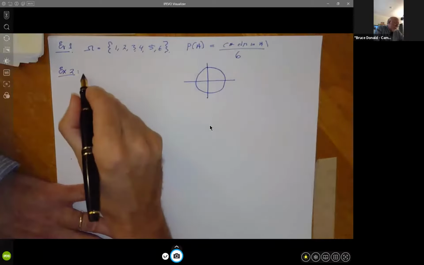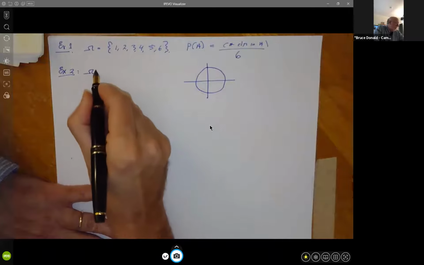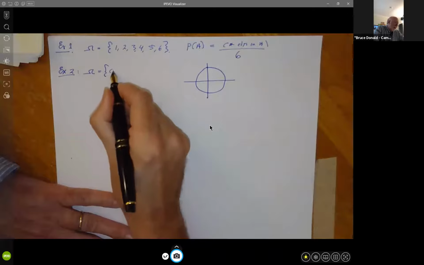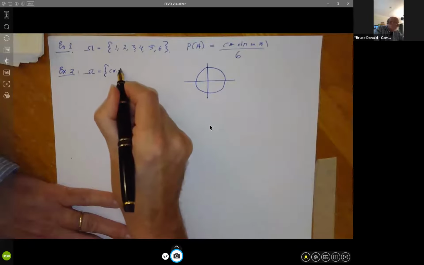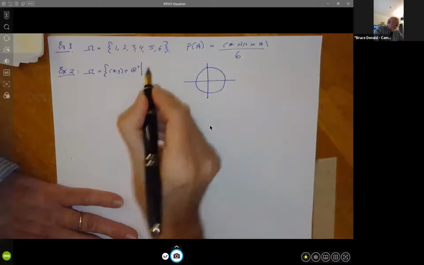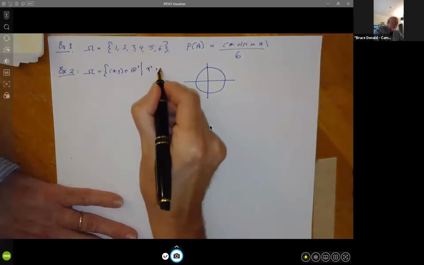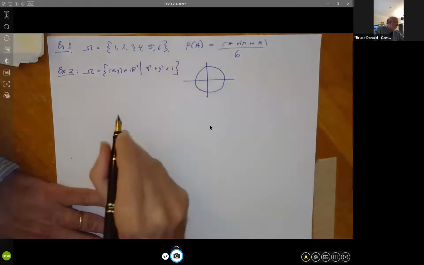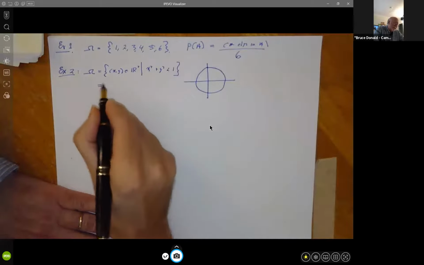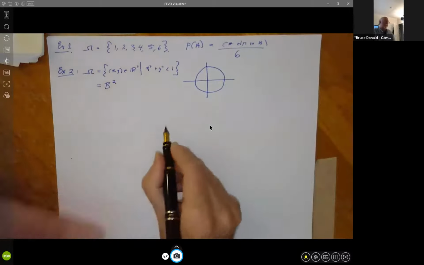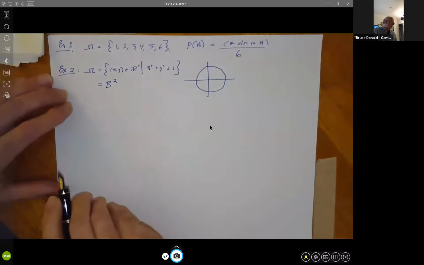So here our space of outcomes is just a set of points inside the unit circle. Let's write that out. We have (x, y) in the plane such that x squared plus y squared is less than 1. Good. And sometimes in mathematics, this is called B2. So it's the disk or the ball of dimension 2.